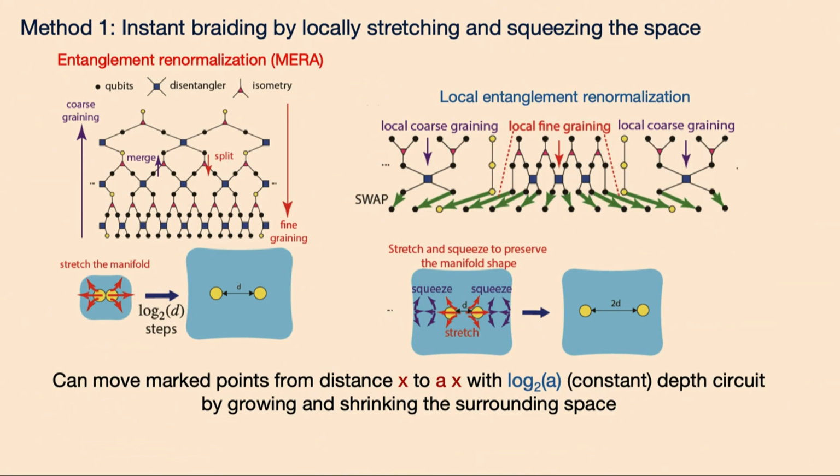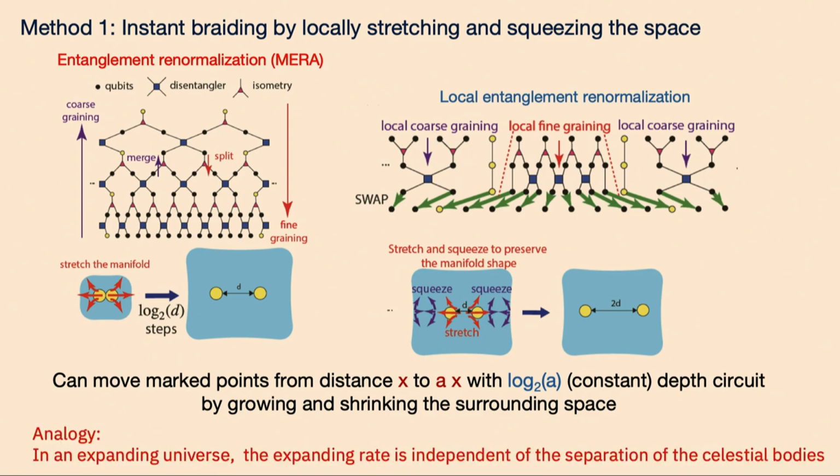Actually, for the quantum computation purpose, we can do this less violently, because the punctures here have to be away at least in an order of the code distance. So we only need to change them by a constant factor. If I want to change it by a factor of 2, I can just apply one step of local entanglement renormalization to stretch the surface in between and squeeze the surface on the other two sides. So it's always a constant depth circuit.